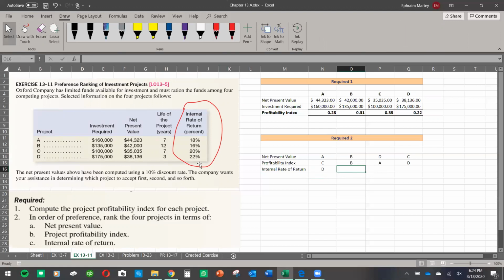Which one is the second highest? We have C, the second highest, 20. The third highest is 18, that is A. And then the last one, of course, is B, so D, C, A, B. That sounds like Uber or taxi driving.